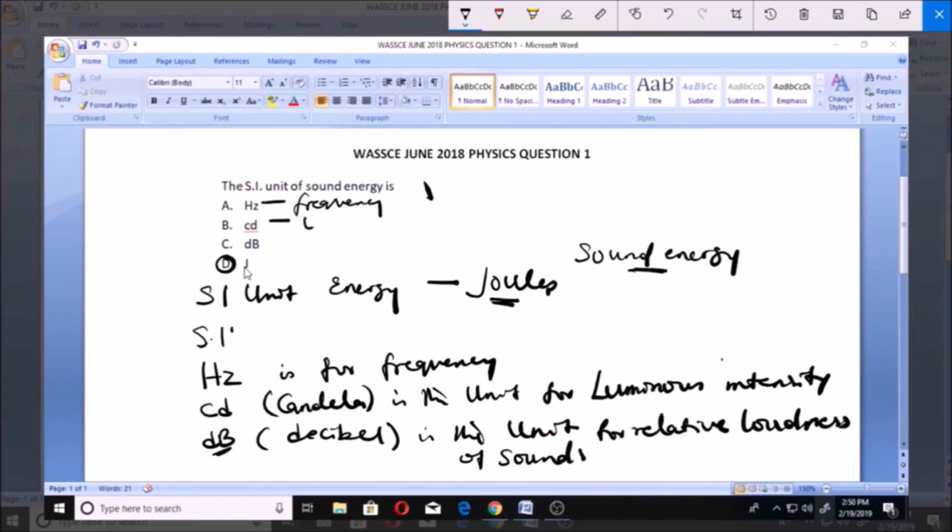So you can see, Hertz is for frequency, candela (CD) is for luminous intensity, and decibel (dB) is for relative loudness of sound. So take note. The right answer is joules, which is the unit for energy, because energy is involved, and the type of energy we are looking at is sound energy. Thank you.